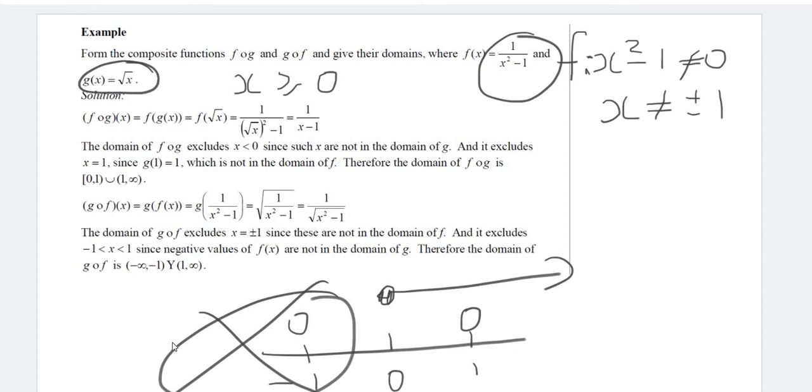But listen now, there's a catch now in the composition of functions. And you must understand this now. When you find the domain of the composition, don't confuse it now with combining, okay?